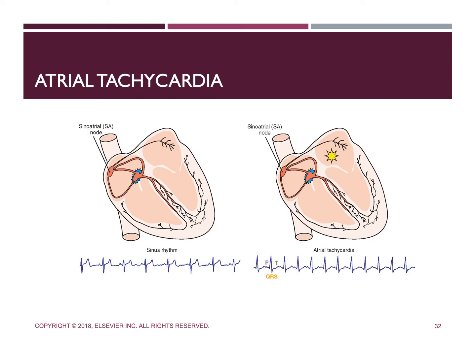In this, you can see a good picture that is showing you normal sinus rhythm on the left and then the atrial tachycardia on the right. It helps give you a good picture of what this may look like.